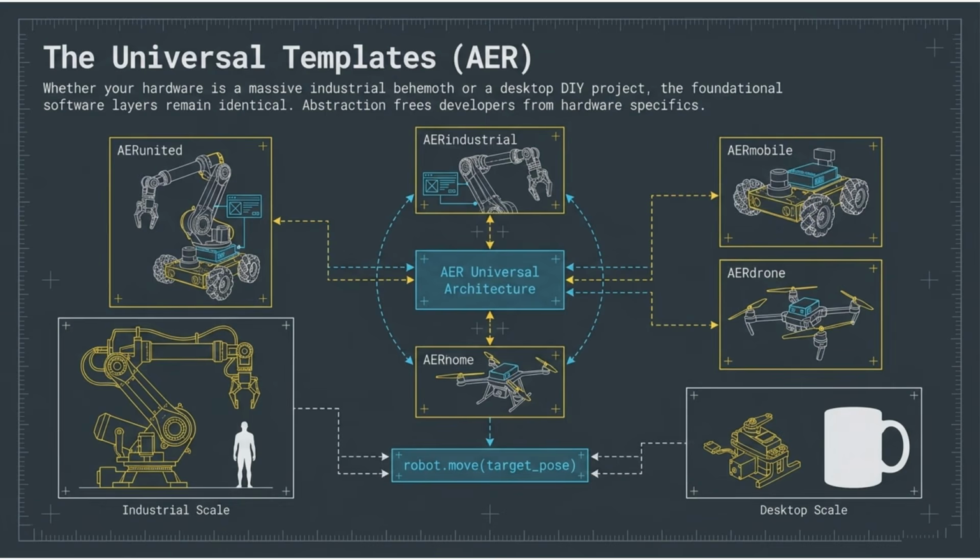Universal templates with AER architecture. Whether industrial behemoth or desktop DIY servo project, foundational software layers stay identical. AER United, AER Industrial, AER Mobile, AER Drone, AER Gnome, specialized templates over one universal core. Robot.move target pose works at both scales. Abstraction frees developers from hardware specifics without hiding topological truth.